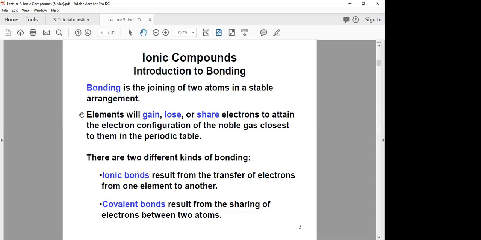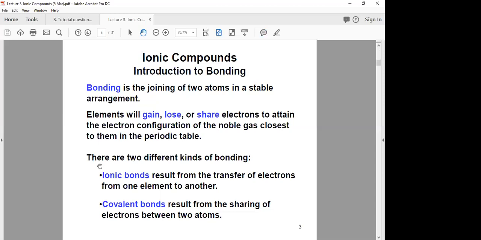So elements will gain, lose, or share electrons to become more energetically stable. And they tend to do this to attain the electron configuration of the noble gas closest to them in the periodic table. And the reason for this is because the noble gases are already very, very stable. Remember, we said that the noble gases don't tend to react with atoms of other elements. And that's because they already have a very stable arrangement.